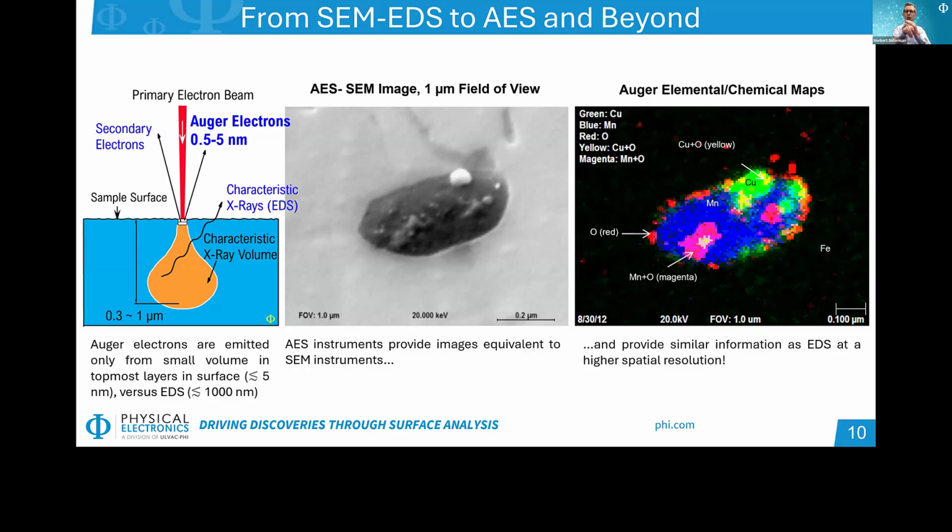Auger offers the best of both worlds, with SEM-like imaging and EDS-like elemental analysis. The elemental map on the right was generated with Auger electrons emitting from several nanometers below the surface. The result is a high-resolution image showing the distribution and segregation of various species making up the pit.